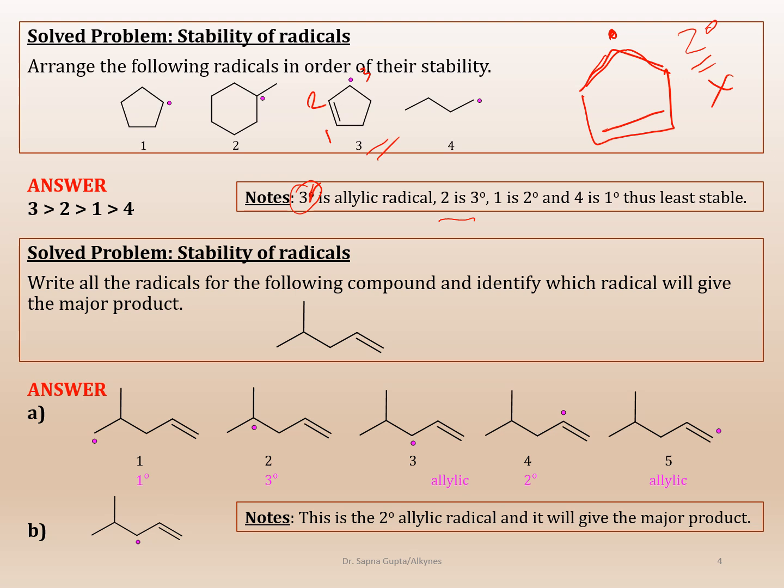Okay, so that's the kind of question you might get for stability of radicals, which is kind of a common thing. And then: write all the radicals that are possible for the following compound and identify which radical will be the major product. Again, it's just about the stability, because the more stable something is, the more of that major product you get. So the first answer is just going to go ahead and draw the radicals on each. I'm not showing you how to form the radical. I'm just asking you to write the radical that you will have.